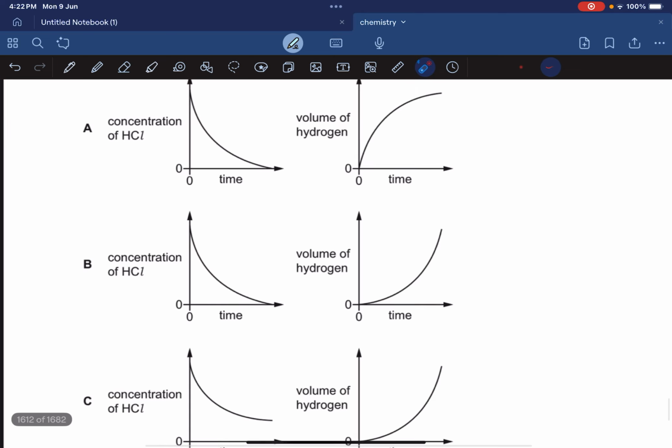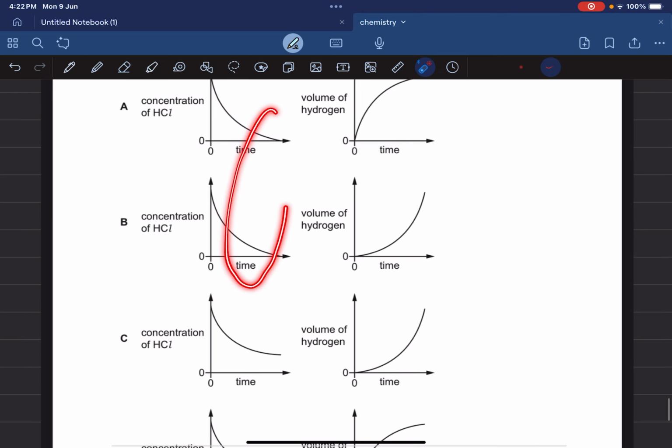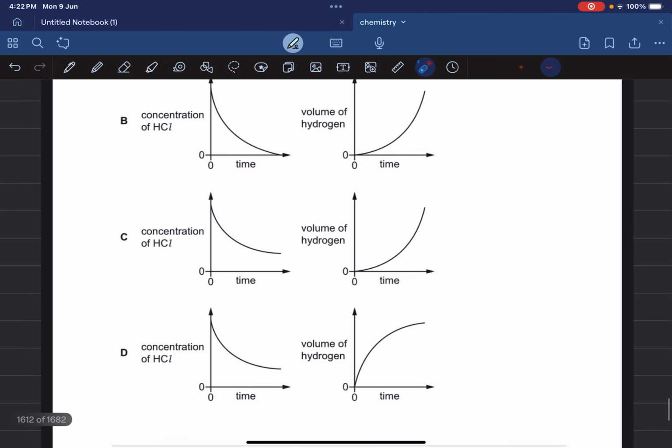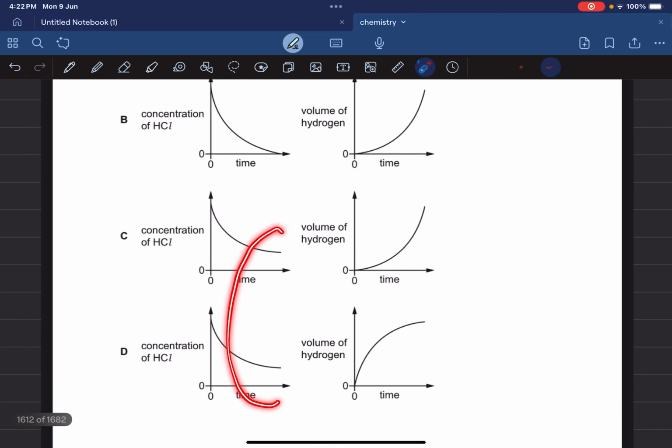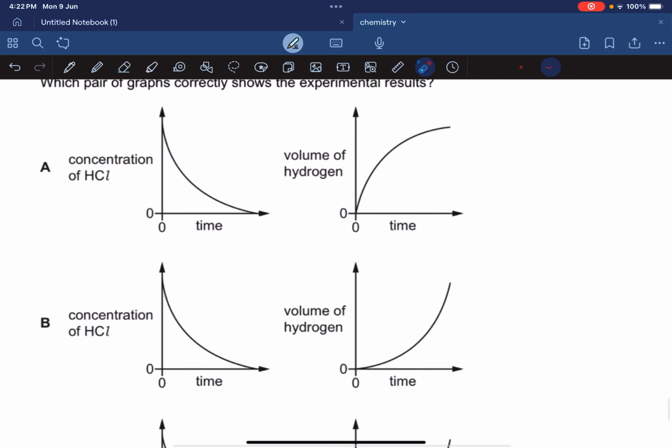Which graph is correct? Options A and B have similar graphs for the concentration of HCl, and C and D have similar graphs. What do you guys think? Which graph is going to be correct? Try to understand this.